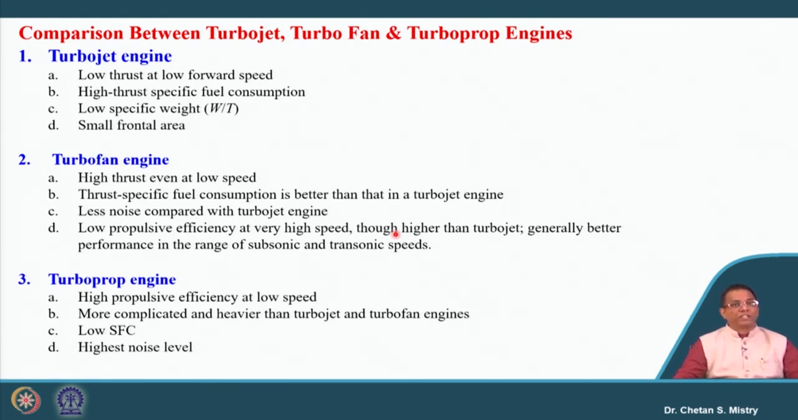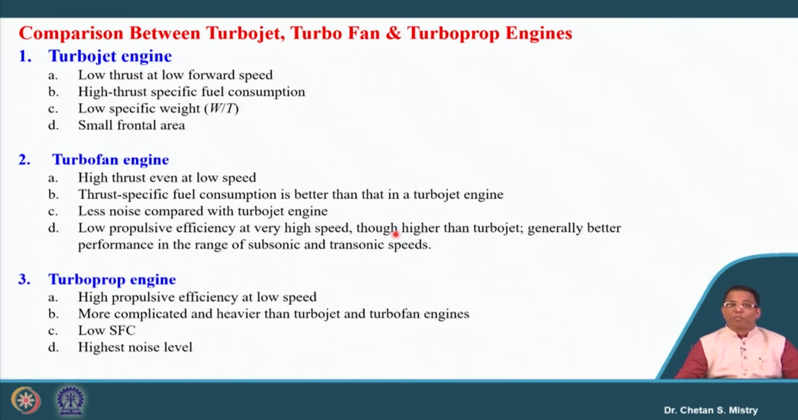When we discuss the turbojet engine, the thrust is lower at lower speed. That was the limitation we discussed for the turbojet engine. It has higher specific thrust and fuel consumption, and it has low specific weight, so the weight to thrust ratio is lower, and its frontal area is also lower. That is what attracted attention towards the turbofan engine, where we have higher thrust at lower speed, which was a major concern. Thrust specific fuel consumption is better compared to the turbojet engine. The noise issue is not a major concern. The propulsive efficiency is higher compared to the turbojet engine, depending on what speed we are flying at.